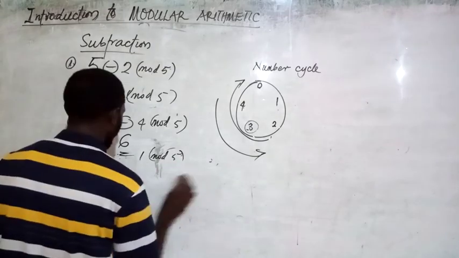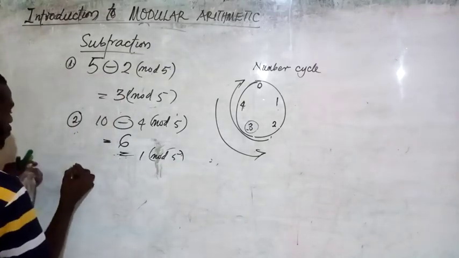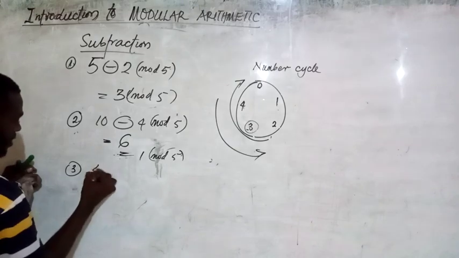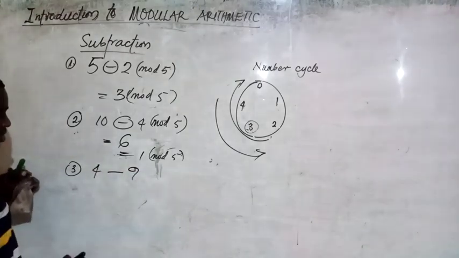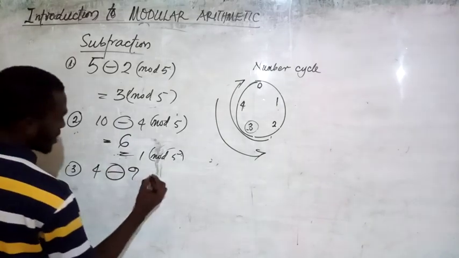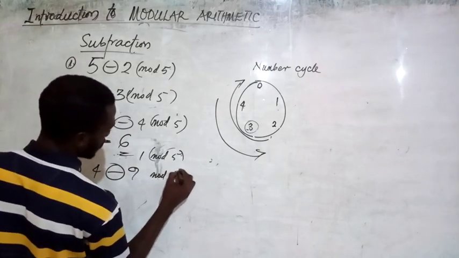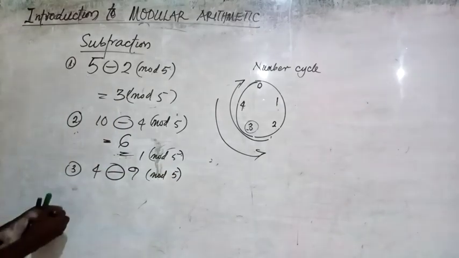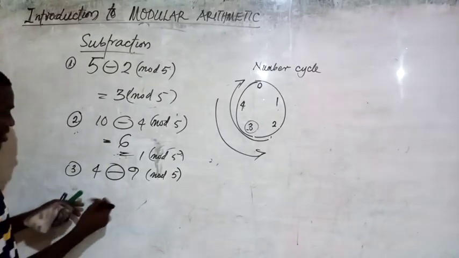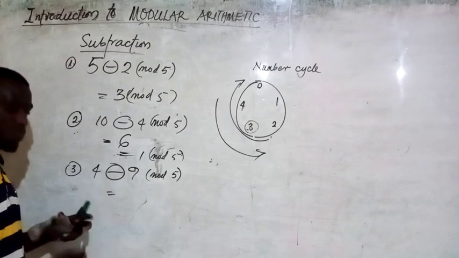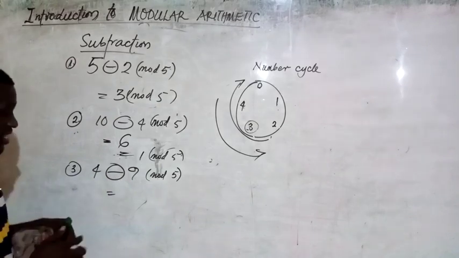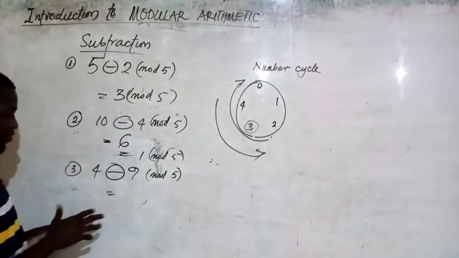Alright. What if we are now to do this? 4 now, in this case, minus 9, for example. So notice that in the same mod 5, the number we are going to be subtracting from 4 is greater than 4. So how do we do that? It is very simple. All you have to do is this.